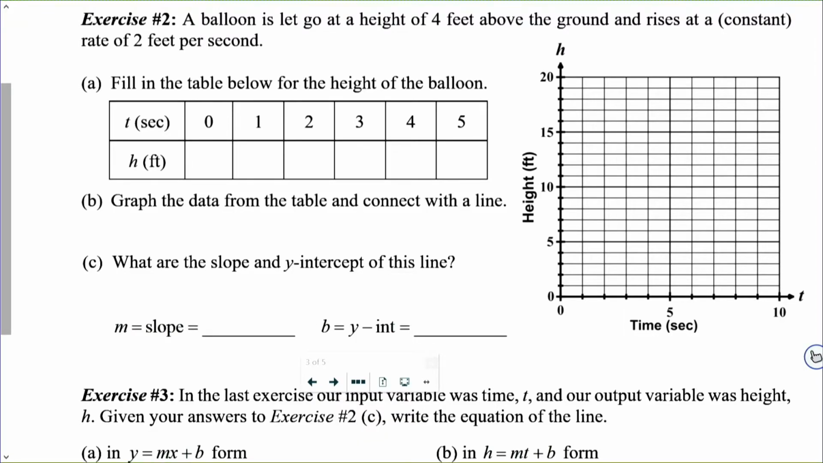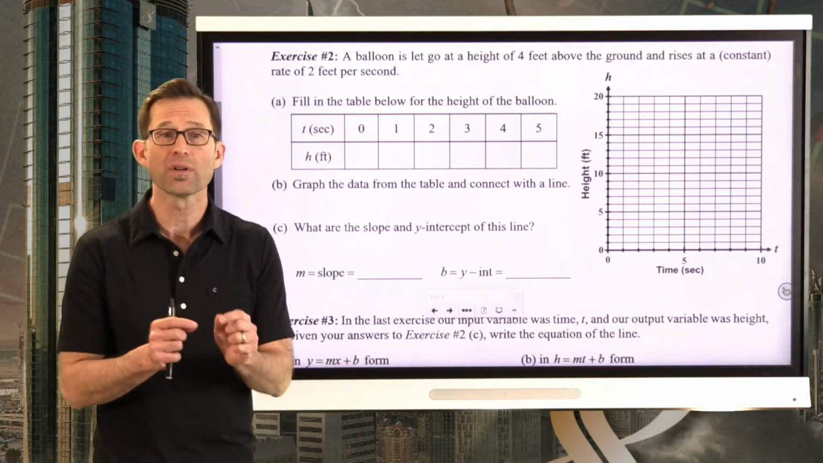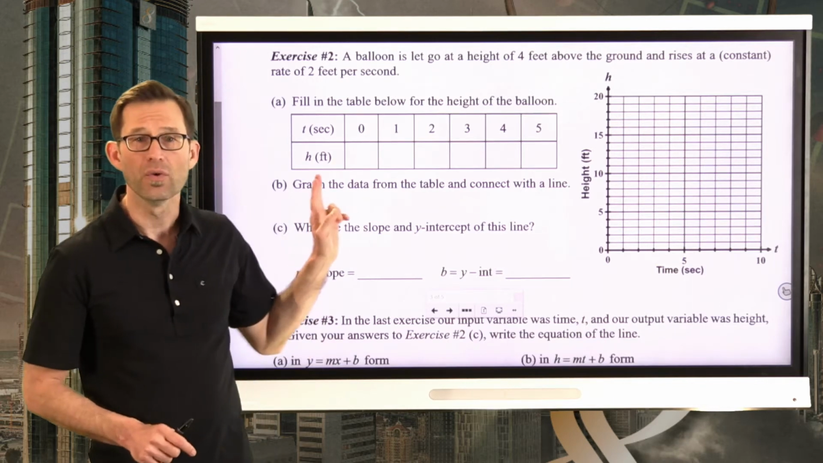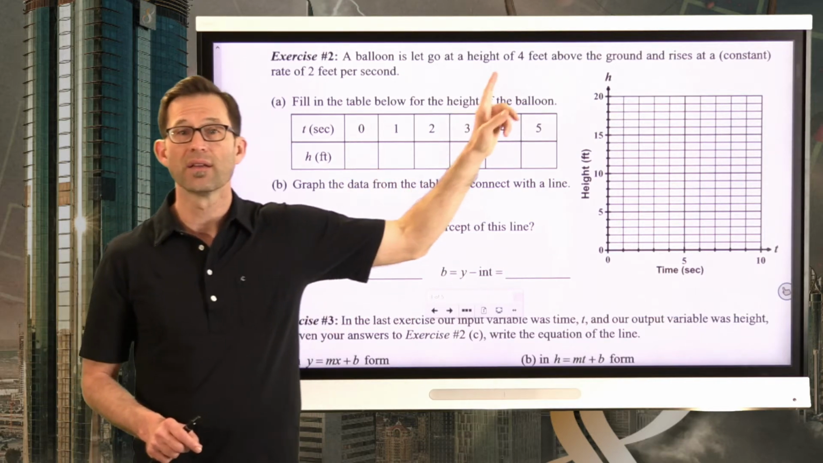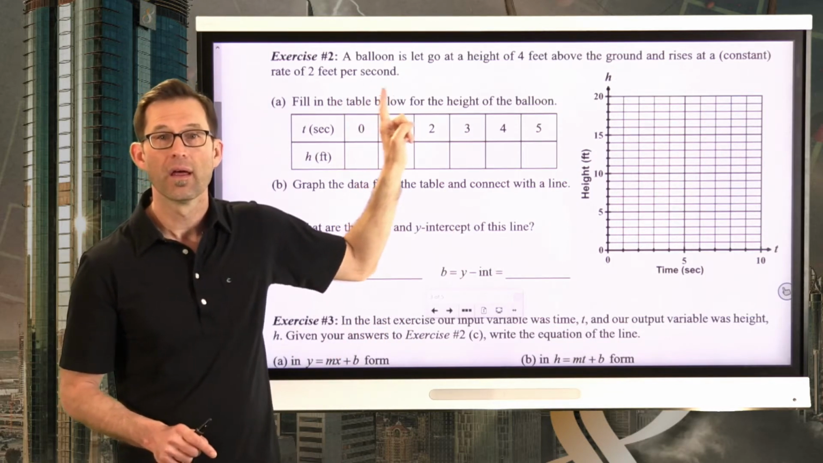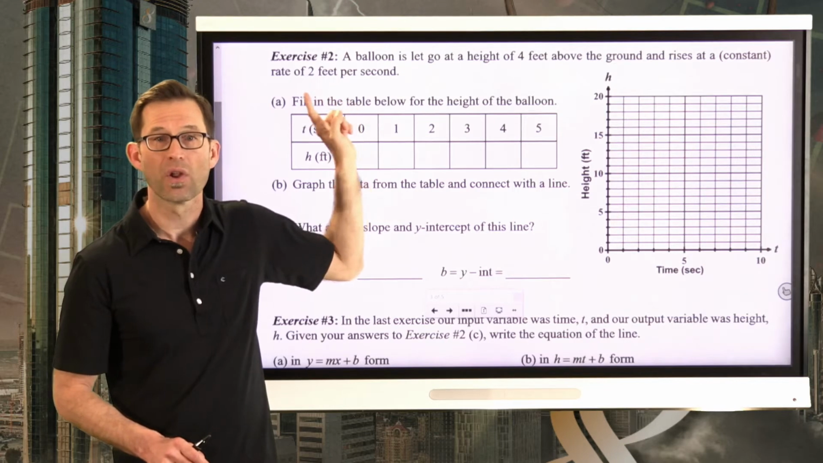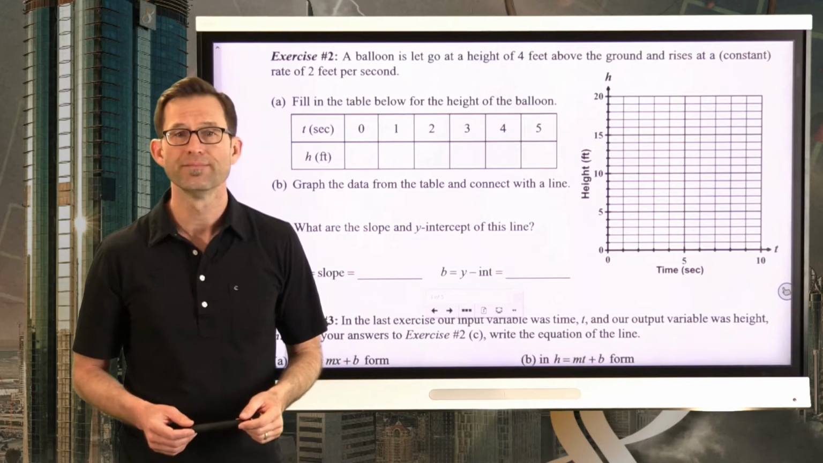A balloon is let go at a height of 4 feet above the ground and rises at a constant rate of 2 feet per second. All right, letter A. Fill in the table below for the height of the balloon. So in other words, we're tracking the height of this balloon as a function of the time since it let go. I'd like you to try to fill in this table given that when we let it go, at t equals 0 seconds, it's 4 feet above the ground, and for every second that passes, the height gets larger by 2 feet. All right, so pause the video now and go ahead and fill in the table.